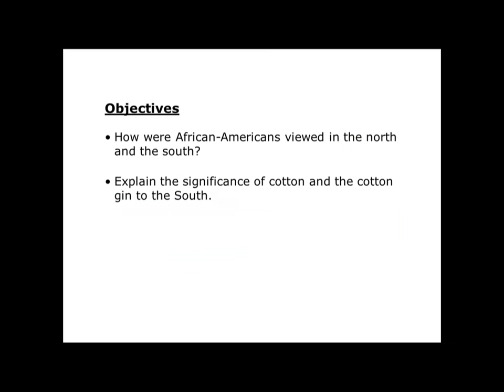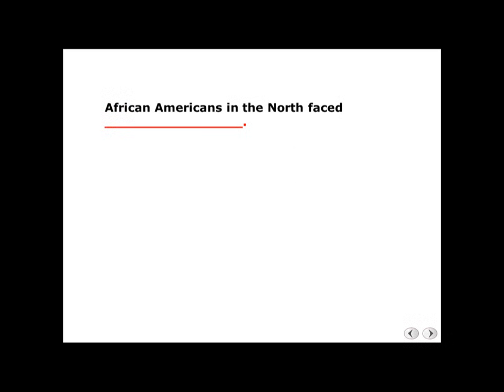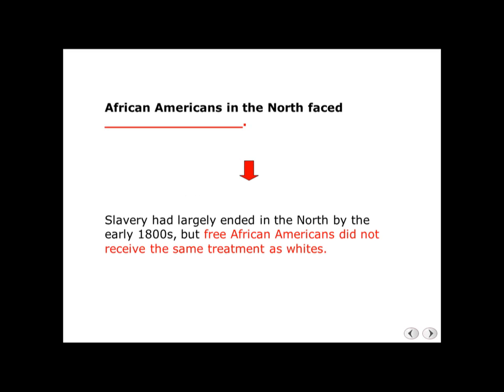All right, moving on to our next topic. How were African Americans viewed in the North and the South? Explain the significance of cotton and the cotton gin to the South. African Americans in the North faced discrimination. Slavery had largely ended in the North by the early 1800s, but free African Americans did not receive the same treatment as whites.